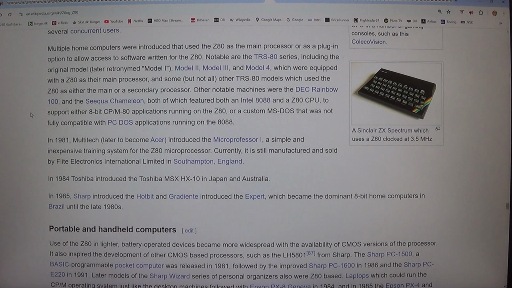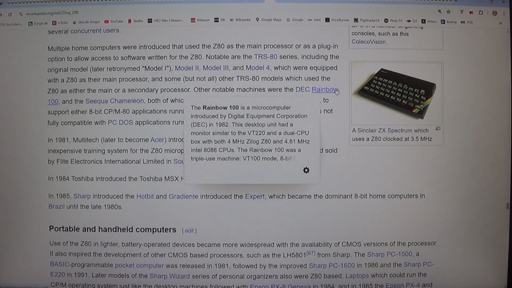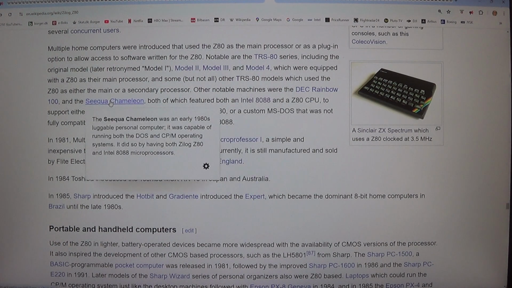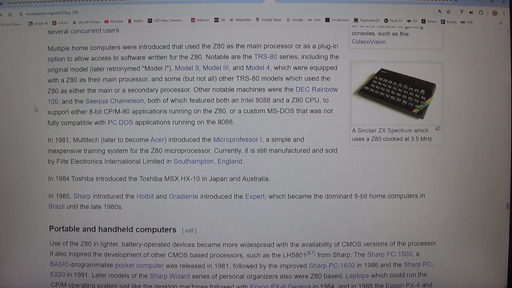Other notable machines were the DEC Rainbow 100 and the Sequoia Chameleon, both of which featured both an Intel 8088 and a Z80 CPU, to support either 8-bit CP/M-80 applications running on the Z80, or a custom MS-DOS that was not fully compatible with PC-DOS applications running on the 8088.